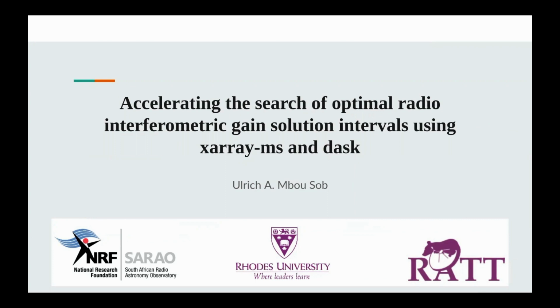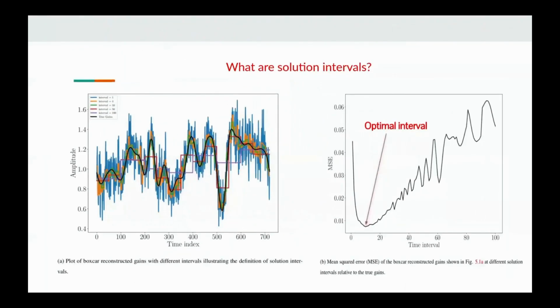So what are solution intervals? In most calibration softwares, the user has to set a time and frequency interval for which he assumes the gains are constant. This helps improve the signal-to-noise ratio and better constrain the optimization process. The difficulty is selecting the right solution interval. That is one that's long enough to provide a good signal-to-noise ratio, but at the same time short enough that you can capture the intrinsic variations in the gains.